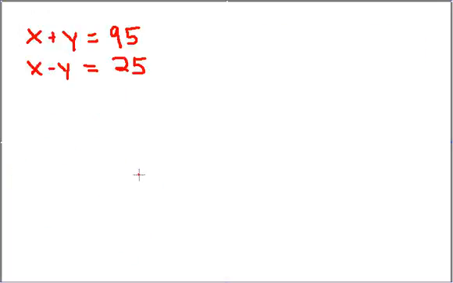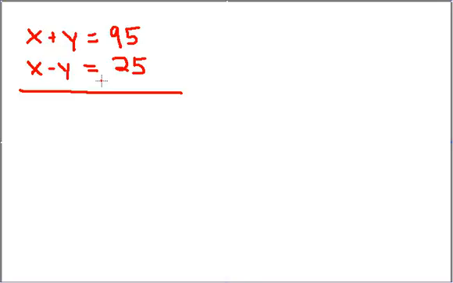Now let's take a look at simultaneous equations that include variables, and it's going to make use of the same concept that we just looked at on the previous screen. Our first equation says x plus y equals 95. Our second equation says x minus y equals 25. Now what we're going to do is take these two equations and add them together. If you take a look down here at the second equation, it's telling us that x minus y has the same value as 25.